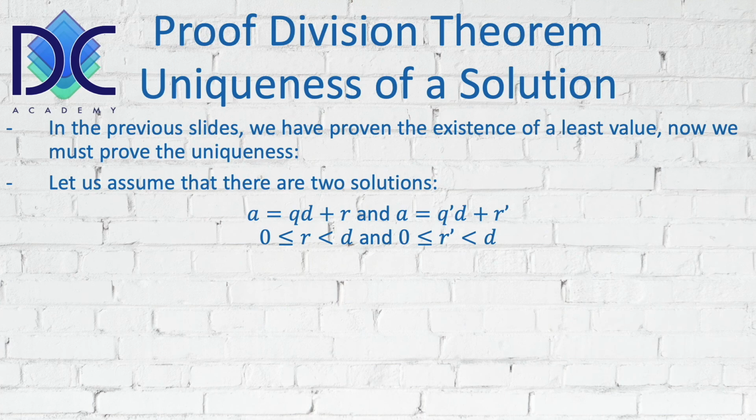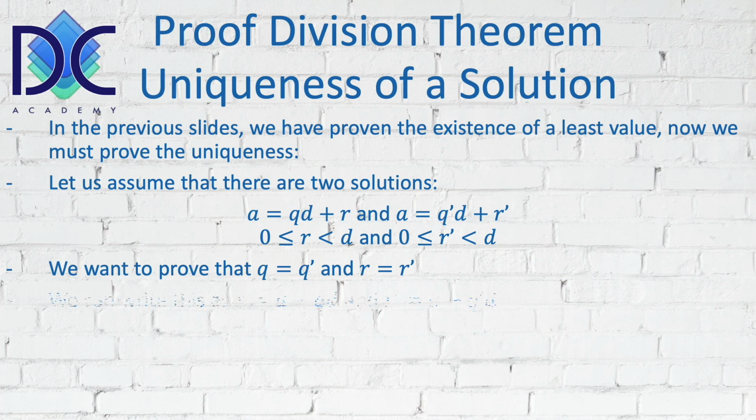Now, basically, when we look at this, we want to prove that Q prime is equal to Q and R is equal to R prime. These are important things that we want to prove, because if Q is equal to Q prime and R is equal to R prime, it means that there is a unique solution.